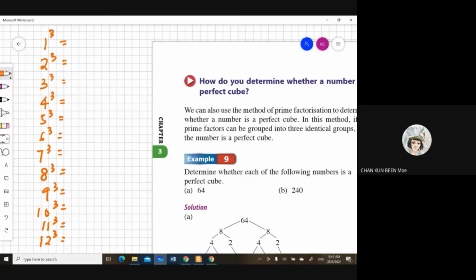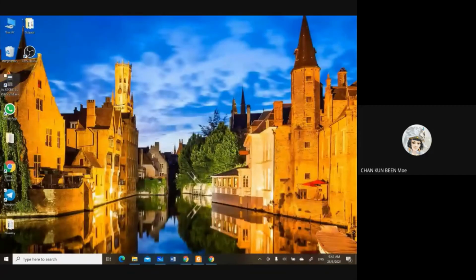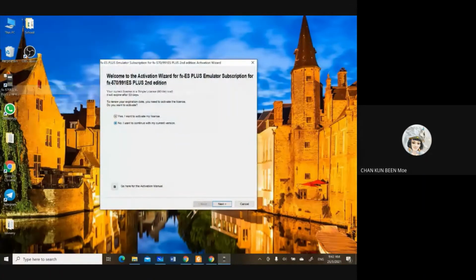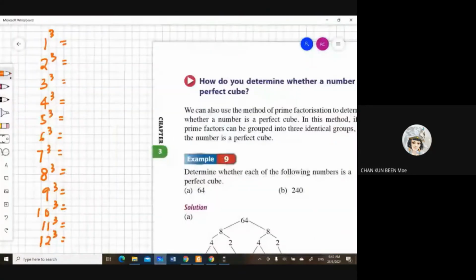Okay, after you have done, copy all of this. What I want you to do is you can go and get your calculator. Okay, take out your calculator. After that, you are going to find out how much is the answer for each of the question that I have written down over there. For example, the first one, this one we already know, so you don't have to write down. 2 cube is 8, 3 cube is 27, 4 cube is 64, and so on.